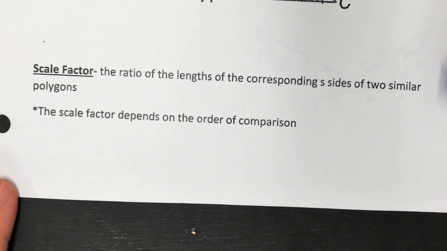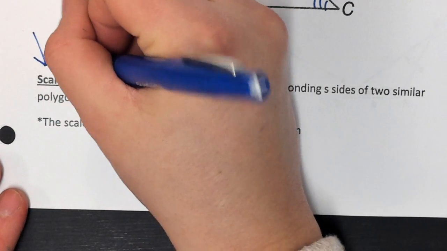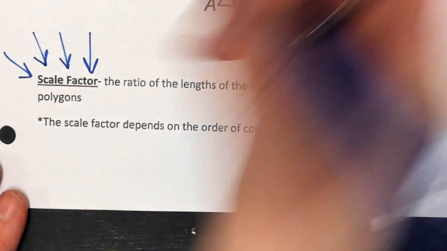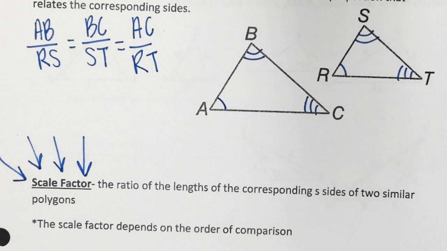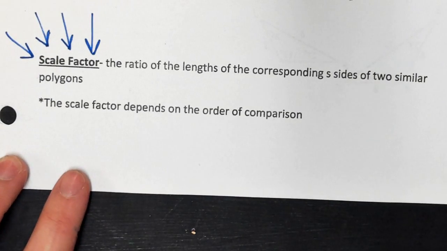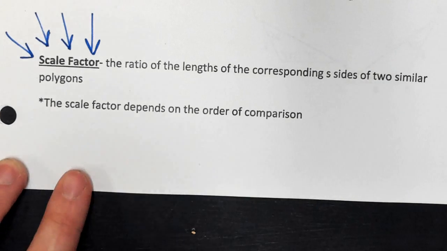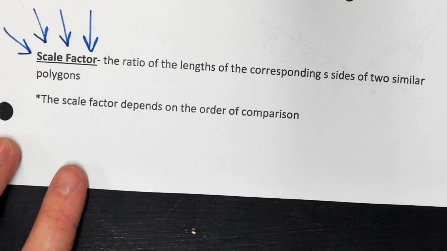Alright, next important thing is this thing called a scale factor. You're going to hear this term so many times. It's called the scale factor. What this scale factor does is it tells us the ratio of the lengths of the sides. So it tells us the ratio between the two triangles.